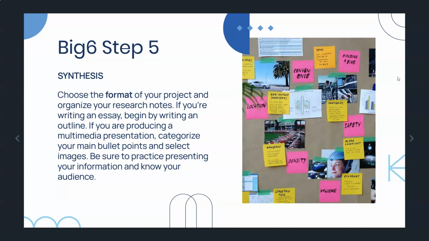So if you are writing an essay, you can start off by writing an outline, creating an outline. If you are doing a multimedia presentation, like using Canva or using Google Slides, then you should be creating main bullet points, because we don't want to see a text-rich slide. And then you also are going to be selecting images that are eye-catching, that are related to the information on each of your slides. And then also, if you are presenting something, you are going to practice and make sure that you know your information and that you know your audience.